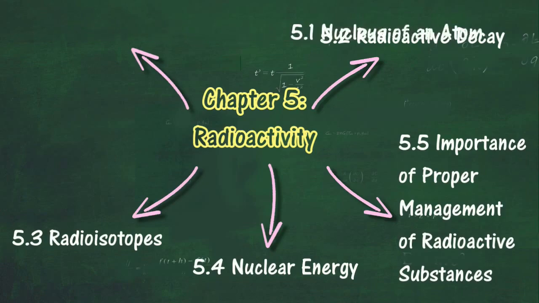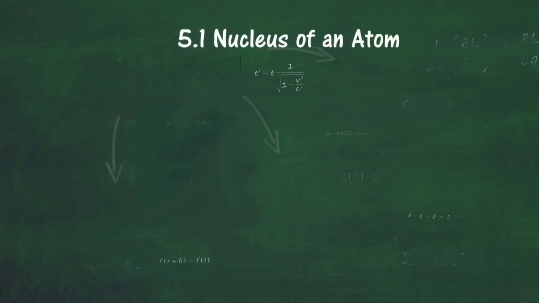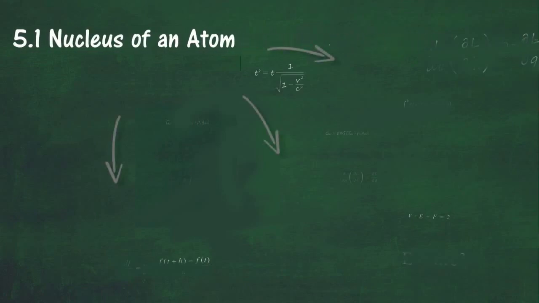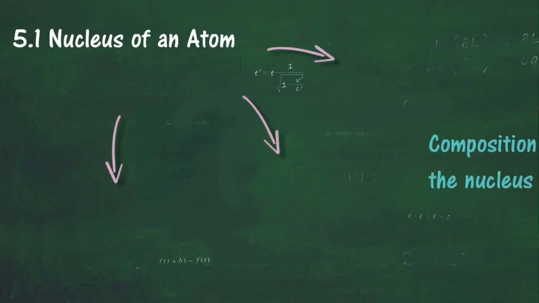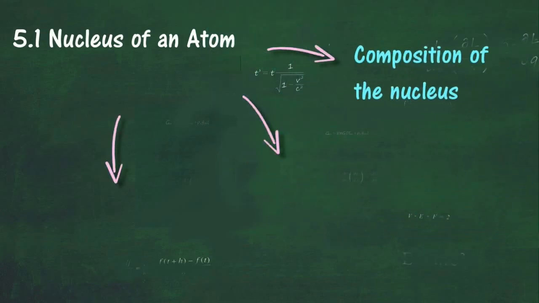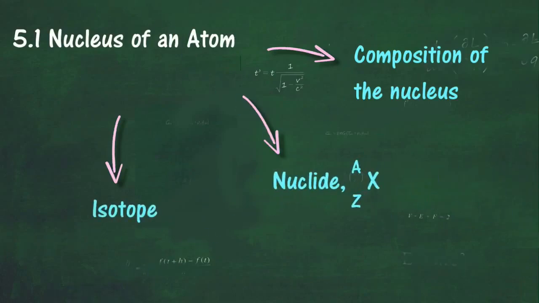In section 5.1, we will learn about the nucleus of an atom. At the end of this section, you should be able to describe the composition of the nucleus of an atom in terms of protons and neutrons, define proton number Z and nucleon number A, explain the term nuclide and use the nuclide notation, define the term isotope.